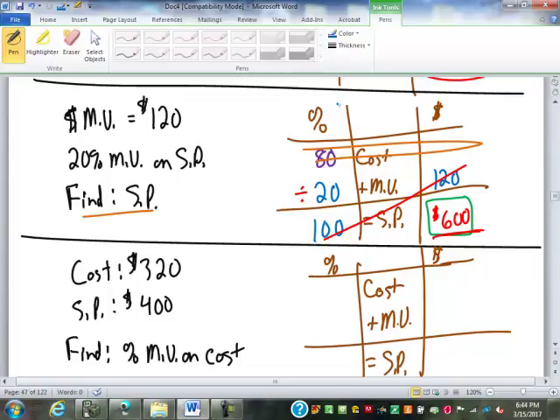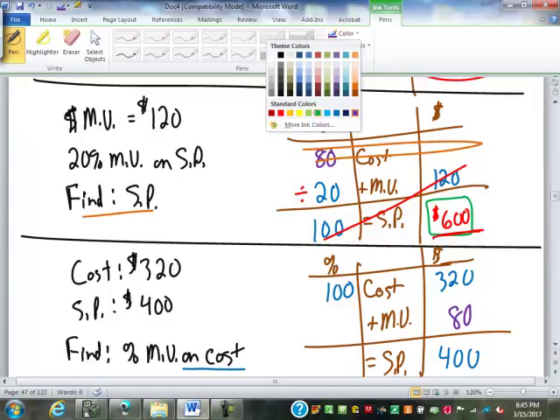So $320 goes on the dollar side of the cost. 400 goes on the dollar side of the selling price. 100 goes on the cost. Hey, you guys caught that. I was trying to be sneaky there. So what else can we find here really quickly? The dollar amount of the markup. There it is. Is $80. That's just the difference between the 320 and the 400.